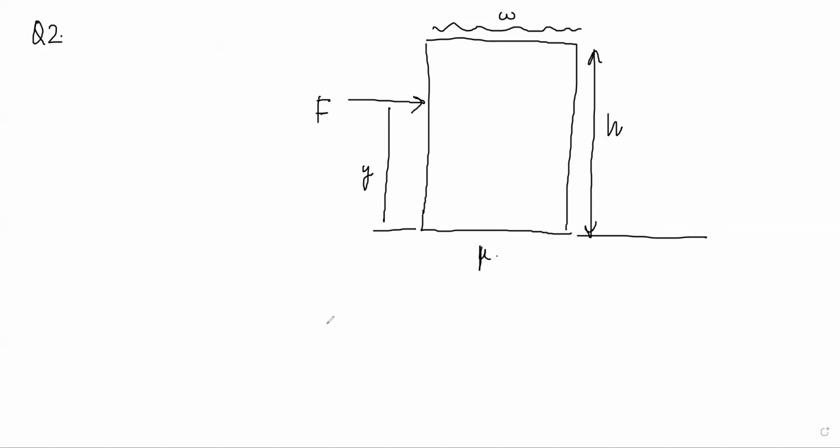We have to figure out when the block will topple and when it will slide. Basically, analyze the situation, right? So understand when it slides, when it topples. This is the setup. And obviously we know that friction will be acting backward like this, right?